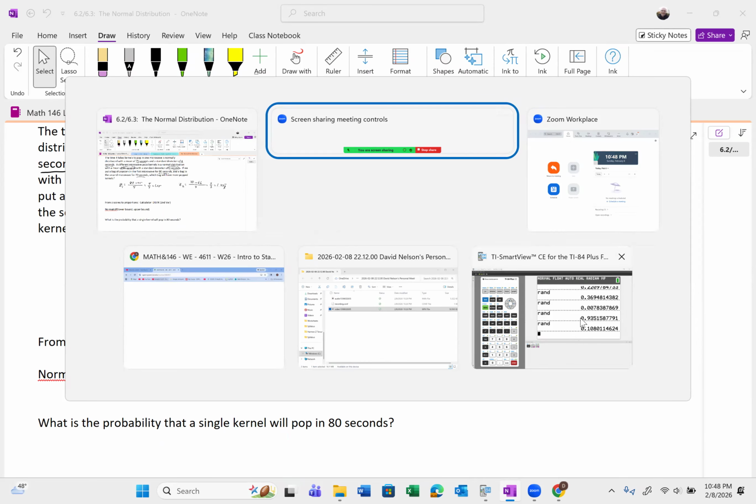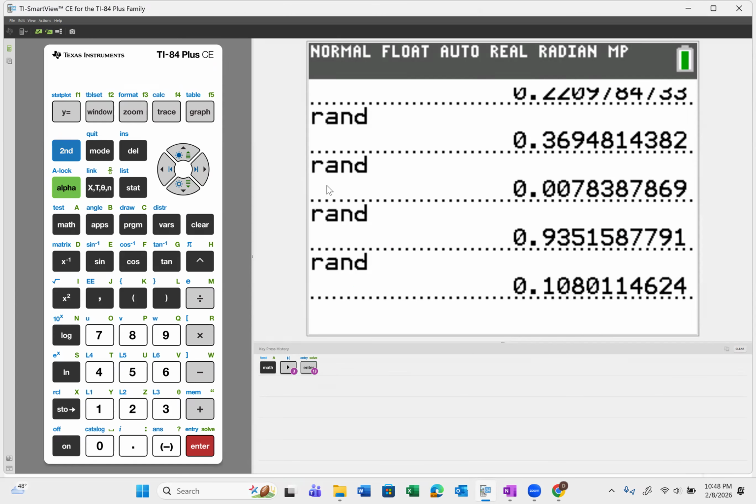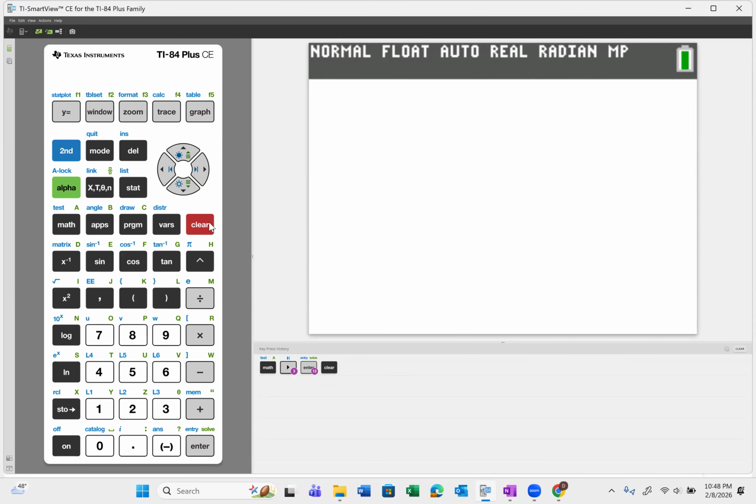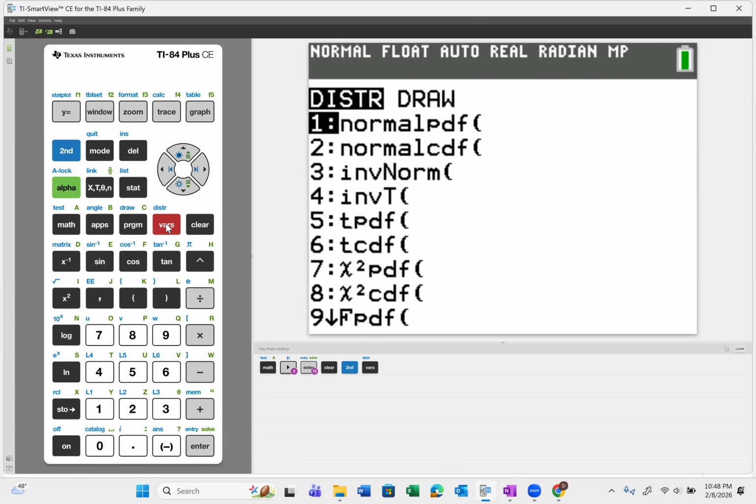There is my SmartView there. So what we want to do, it's under this distributions label. It's up above the variables one. So I'm going to push the second button to access the blue command distribution, and I'm going to choose the variables VARS there. And the one we want to do is this normal CDF, the second option down there.